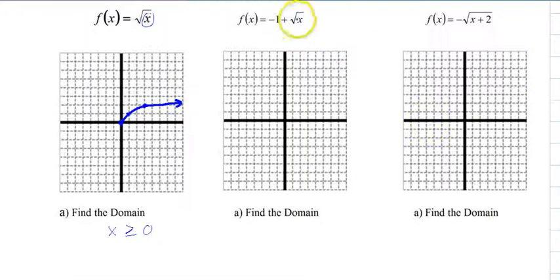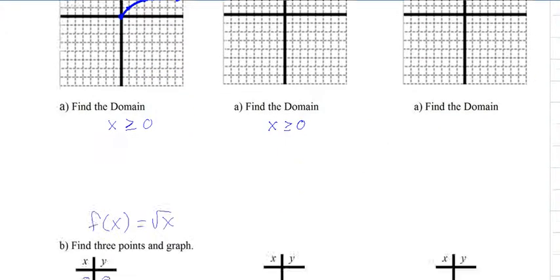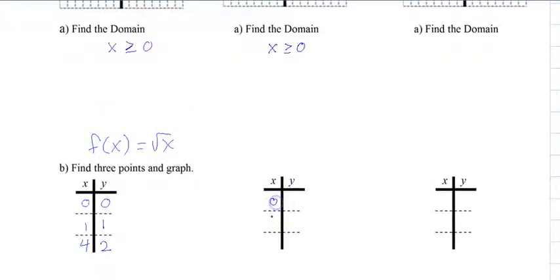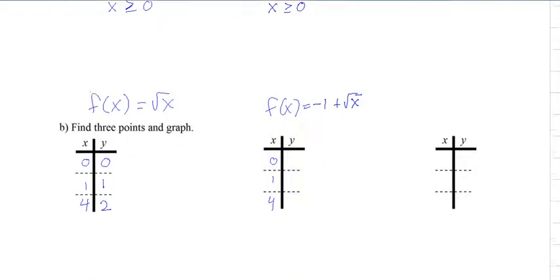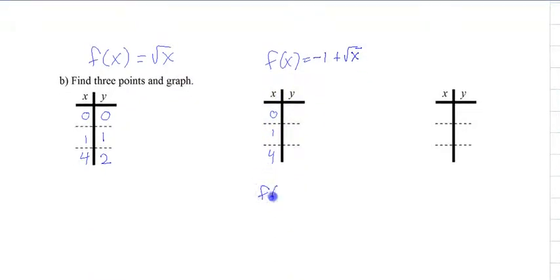We do the same thing. That inside must be greater than or equal to 0. So we're going to plug in the same values, 0, 1, and 4. But we have a different function this time: negative 1 plus square root of x. The same thing happens. We plug in 0. This time we're going to do it a little bit slower. f of 0 would be negative 1 plus the square root of 0, which is negative 1.